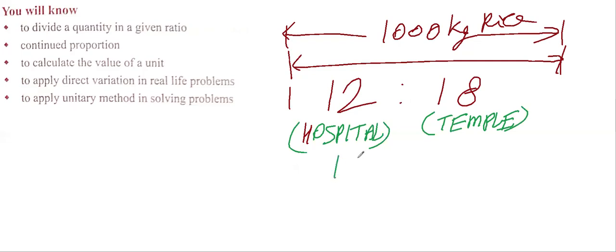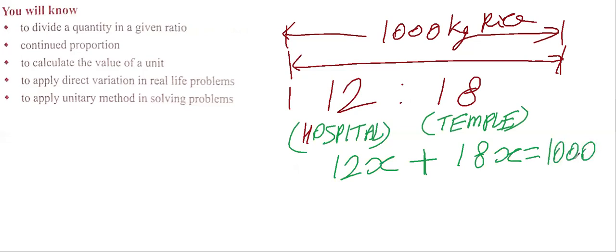For that you write this as 12x and this as 18x, and when you add both, how much do you get? You get 1000, because 1000 kg of rice is there. So when you add this, you get 30x.